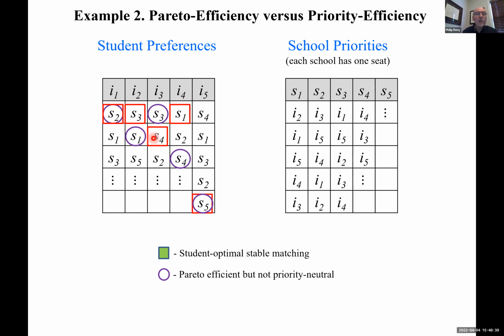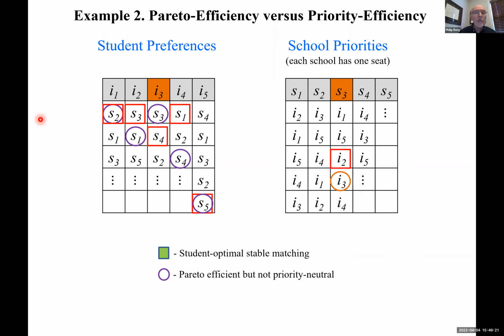The only student who's made worse off is student 3. Student 3 is placed at school 4, and I claim her priority is not violated. Why? Because the only school she prefers is the school she was at before, namely school 3, and now student 2 is there. But we already showed that student 2 over here has priority over student 3 at school 3. So student 3's priority indeed is not violated. So I've made student 2, whose priority was violated by the purple circled matching, better off without violating the priority of any student who was made worse off. That tells me that the circled matching was not priority neutral.